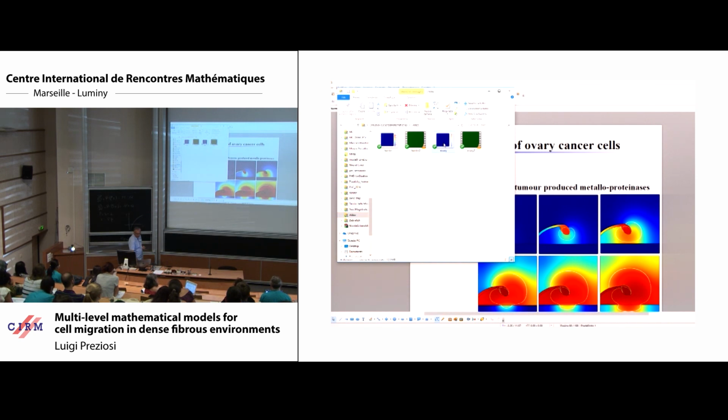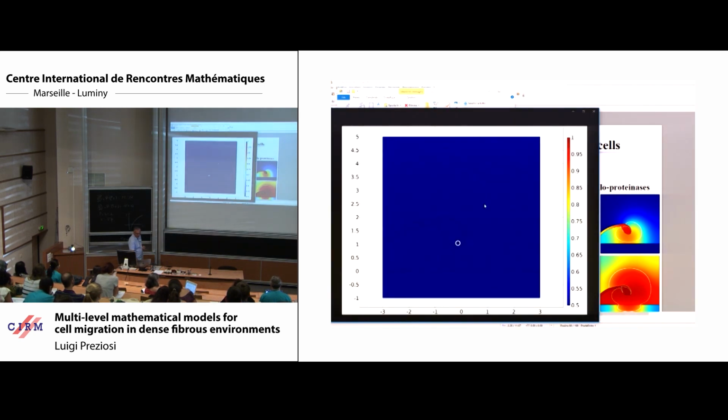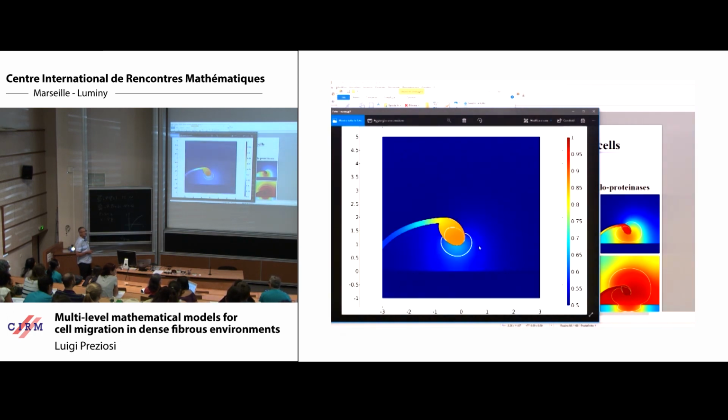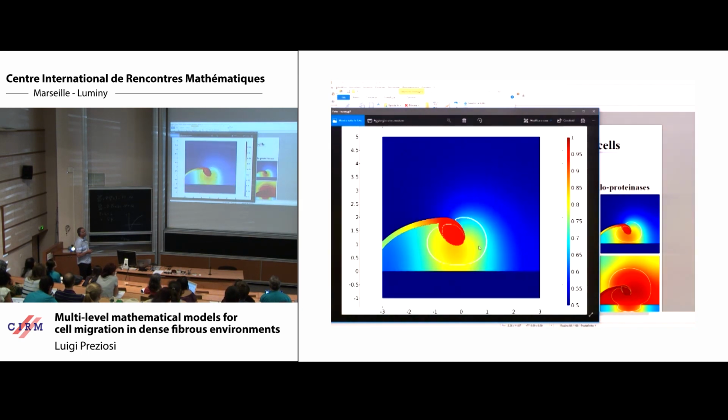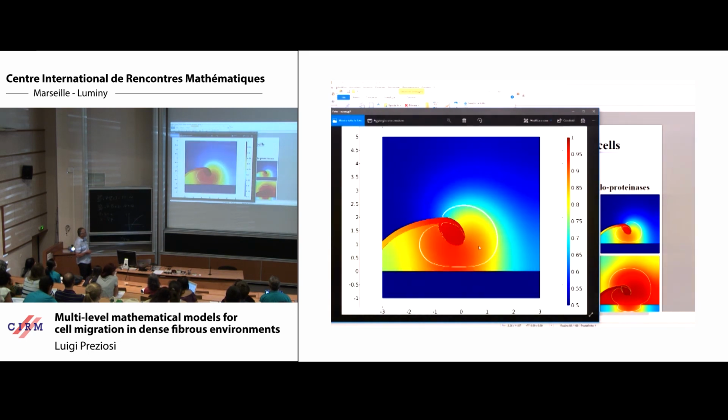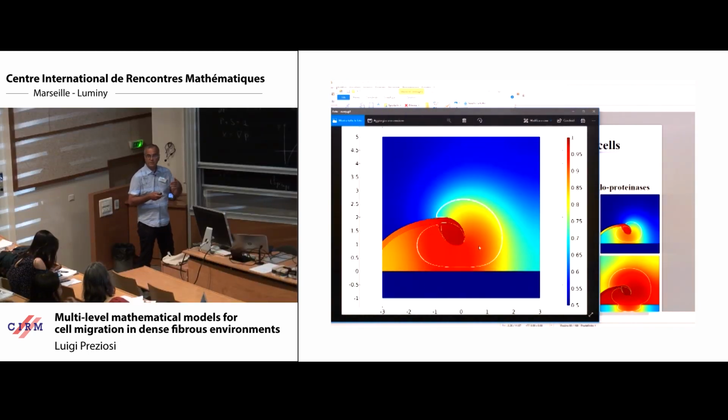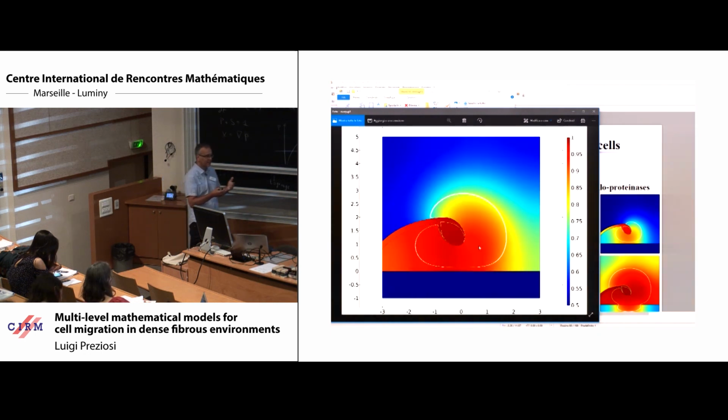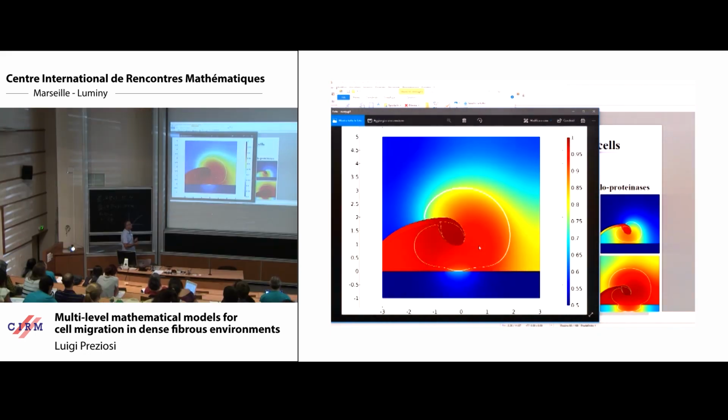Should be this, because this one loops. And this is the evolution. You can, for instance, appreciate the fact that this is becoming more and more compressed, more dense, and it takes some time to pass through here. There is a slowdown because it's needed by the tumor cells to degrade and to allow passing.